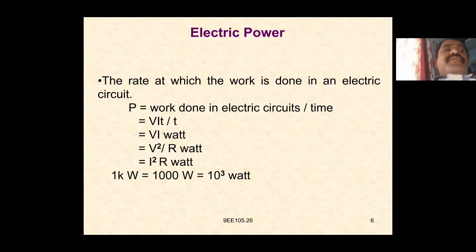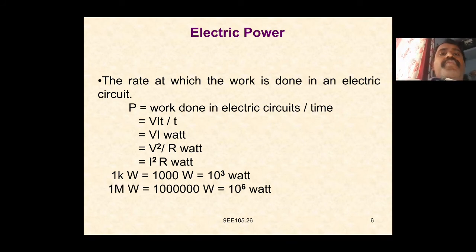1 kilowatt is equal to 1000 watts, which is equal to 10 to the power of 3 watts. 1 megawatt is equal to, as mega is 10 to the power of 6 watts.